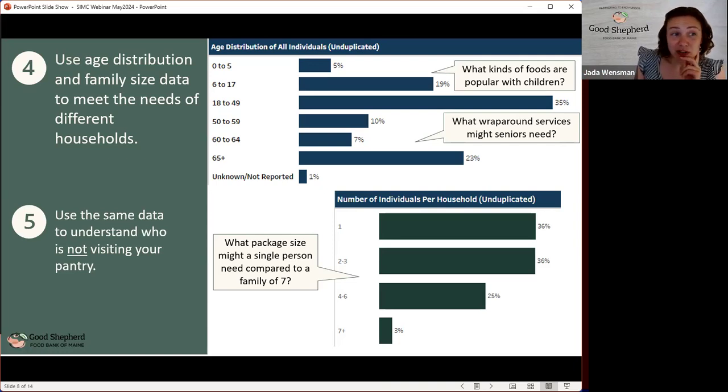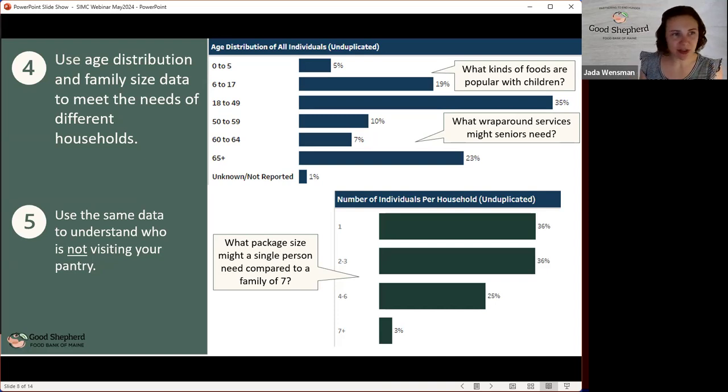All right, and then this one I really love, and this is a lens that I like to think about all the time when I look at data coming out of Service Insights on Meal Connect, and that is, what do I not see? So we can see in our examples here, we have a large number of people who are 18 to 49. We have many families who are 1 or 2 to 3 people in size. Who are we not seeing?